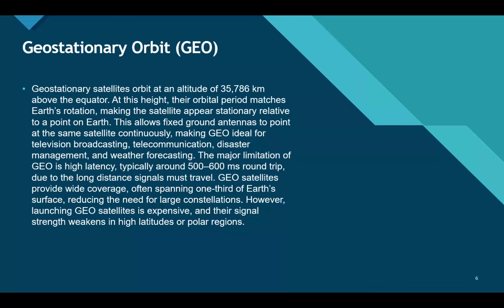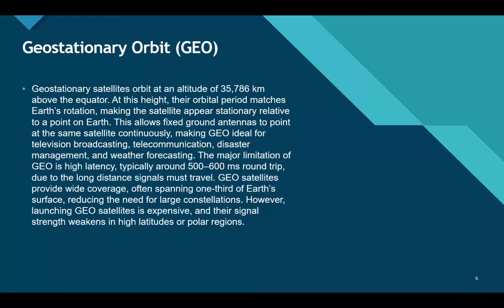Now we have geostationary orbit, which is also known as GEO. GEO is about 35,000 km above the equator. At this height, the satellite rotates at the same speed as Earth. So from the ground, the satellite appears stationary. This is extremely useful because ground antennas do not need to track the satellite. They point at one spot continuously.